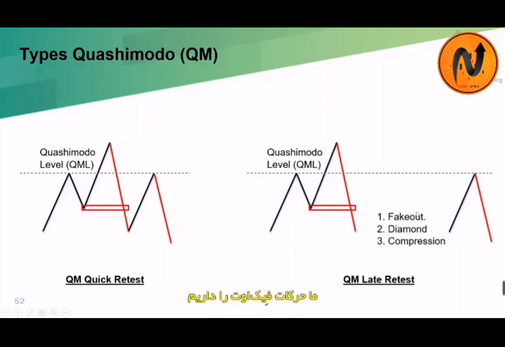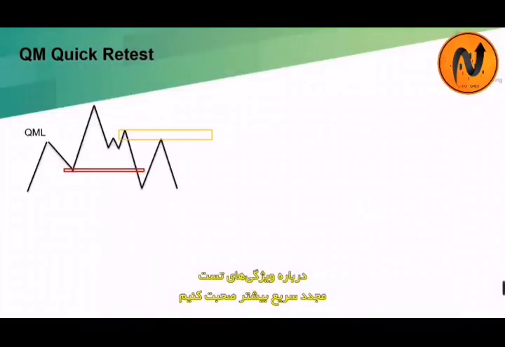So of course we have the fake out, and we have the diamond and the compression. This type of setup, I'm going to explain further. Then of course we're talking more about the quick retest.